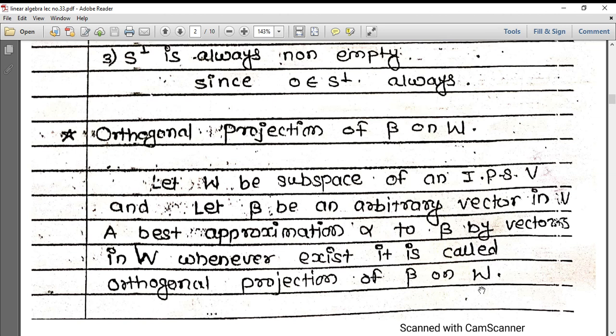In the previous lecture, we saw what the best approximation is. Using that definition here, let W be a subspace of V and let beta be any arbitrary vector in V. A best approximation alpha to beta by vectors in W, whenever it exists, is called the orthogonal projection of beta on W. So this is the definition of orthogonal projection.